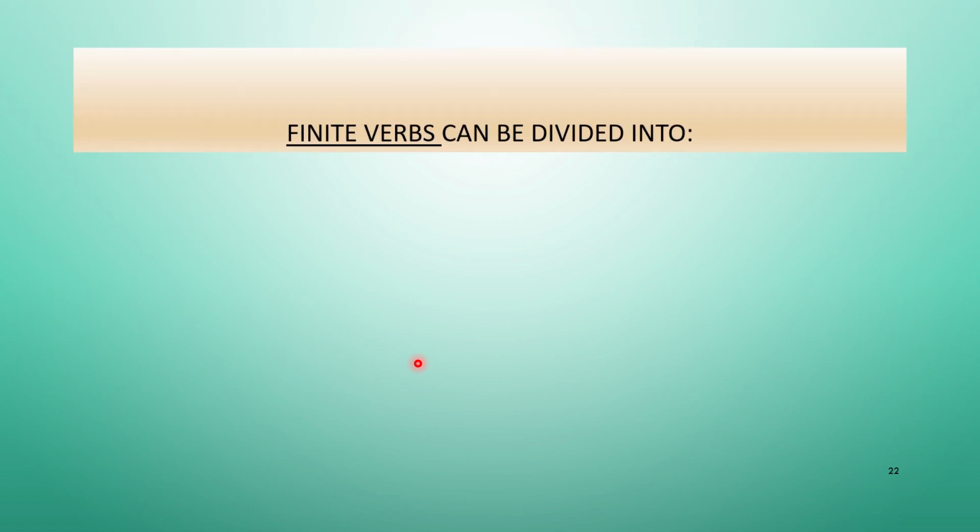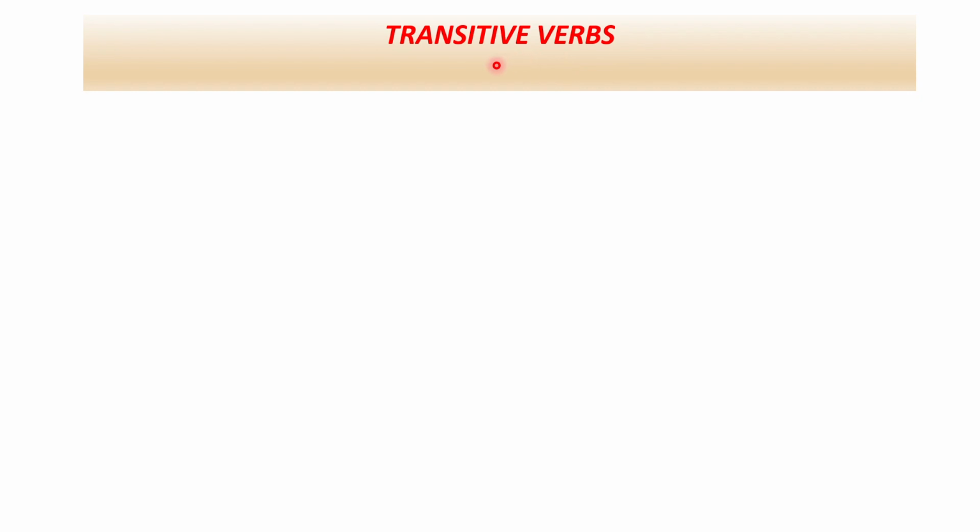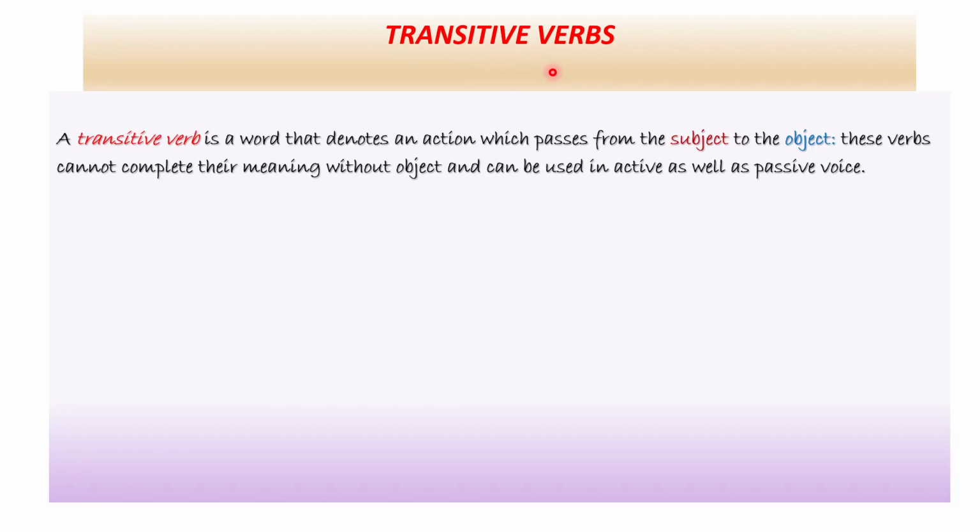Finite verbs, we know, can be divided into transitive and intransitive verbs. So first we shall be learning about transitive verbs. A transitive verb is a word that denotes an action which passes from the subject to the object. These verbs cannot complete their meaning without the object and can be used in active as well as passive voice.